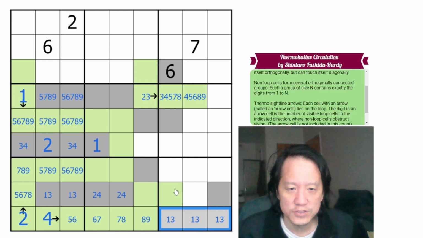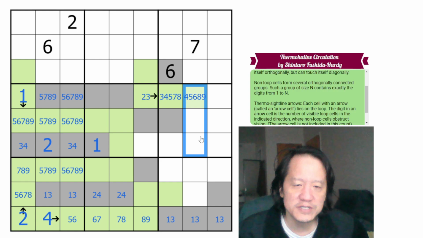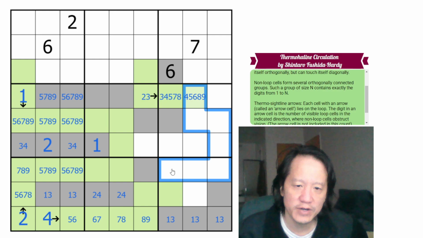What's the largest this could be? 1, 2, 3. What? It would have to connect. So what happens if it connects this way? I guess it could go something like that. This is possible. Yeah, that is possible.